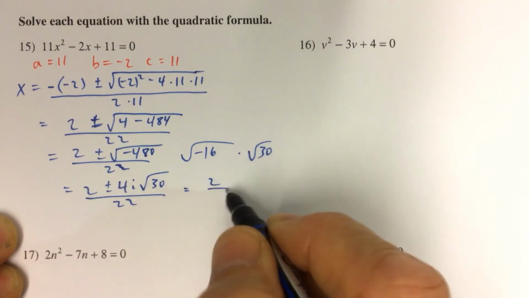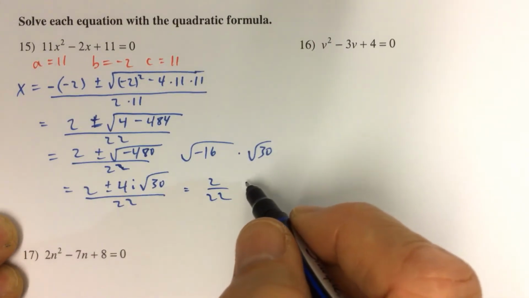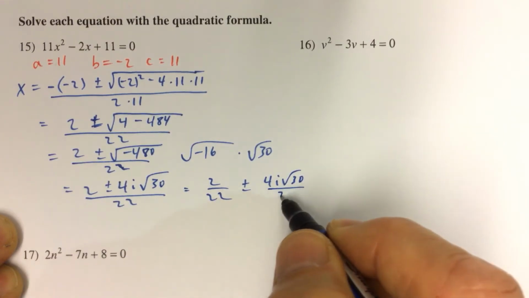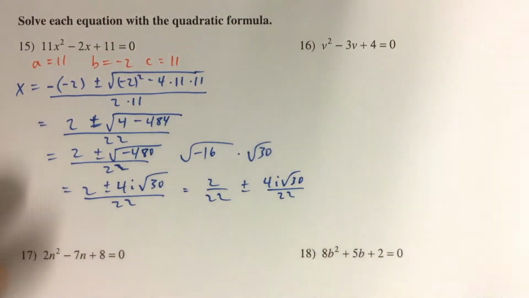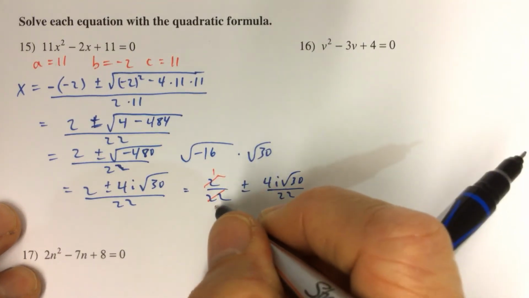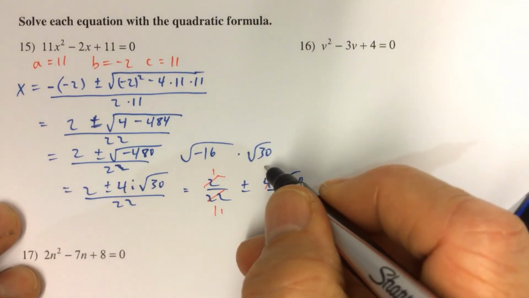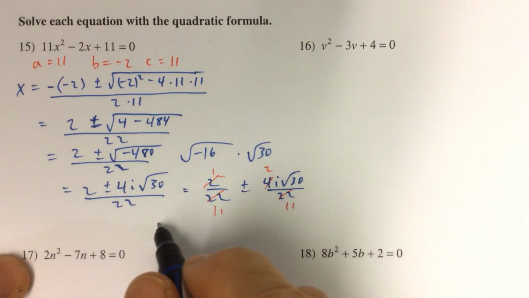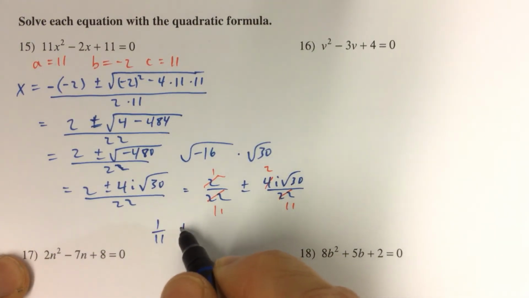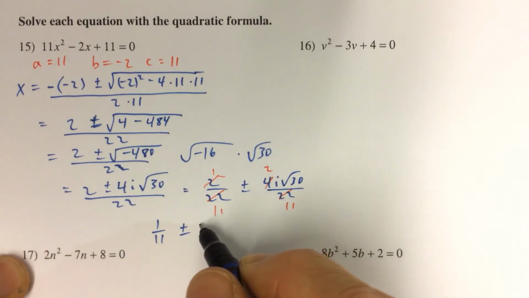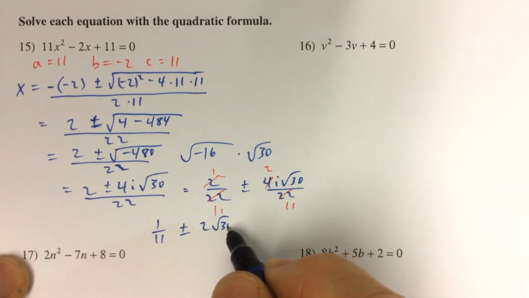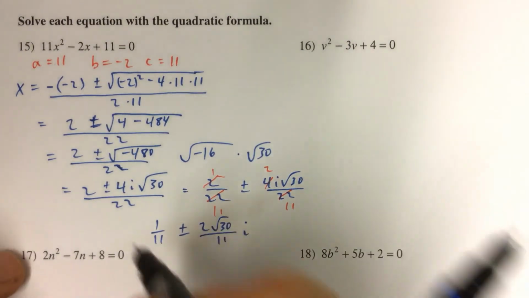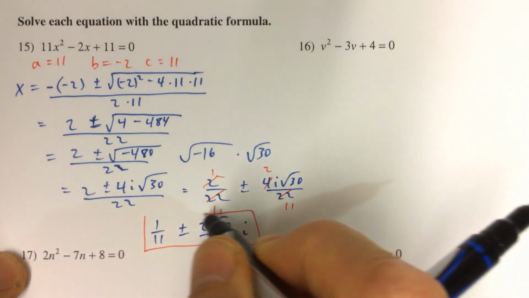And if we write this using two fractions, we have 2 over 22 plus or minus 4i radical 30 over 22. And the 2 can cancel here. 2 goes into 2 once and into 22 twice. 2 goes into 4 twice, and 2 goes into 22 11 times. So we have 1 over 11 plus or minus 2 radical 30 over 11 times i. That's the way I would prefer you to write that answer. A plus bi.